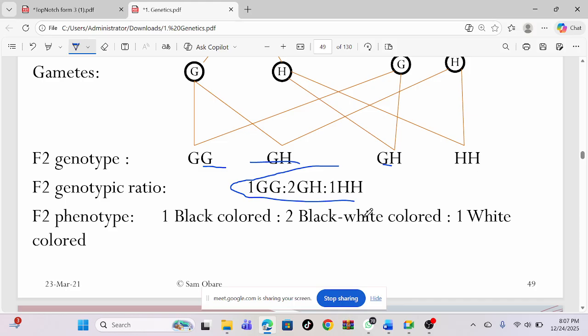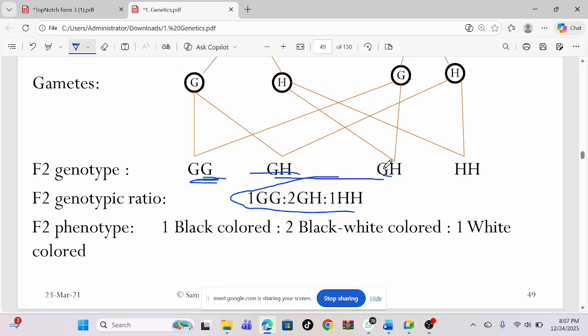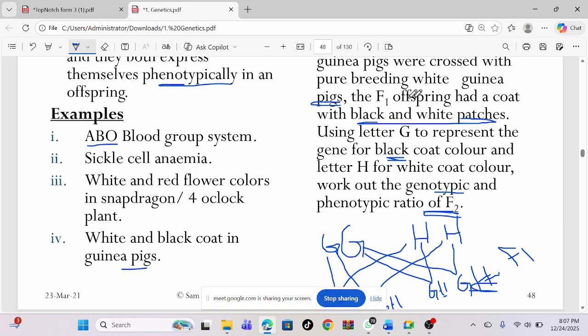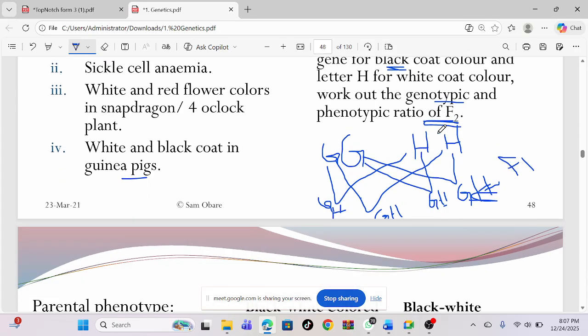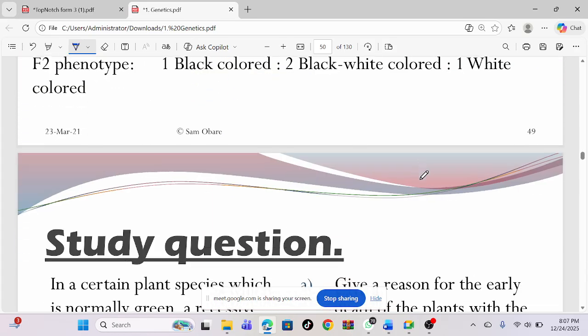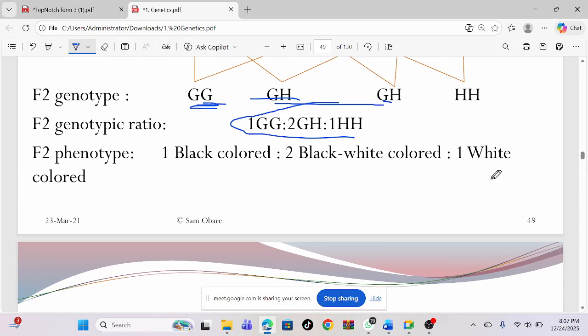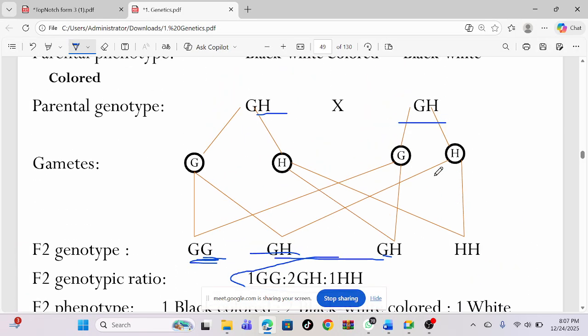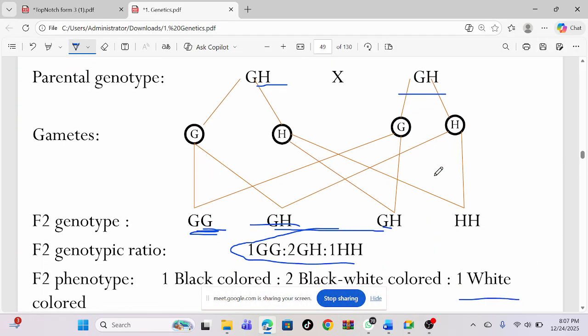For the phenotypic, one is black, this one is black, and this is known as black white. The question told us that the F1 offspring had a coat with black and white. So this is F1. All those F1 are called black and white. So it is two black white and one white. As long as you understand how to fuse them, this other one is very easy.